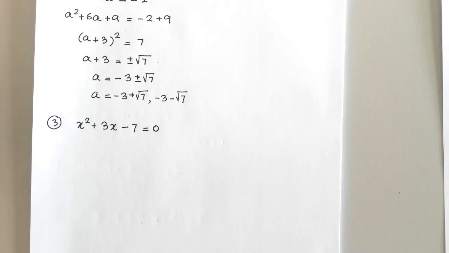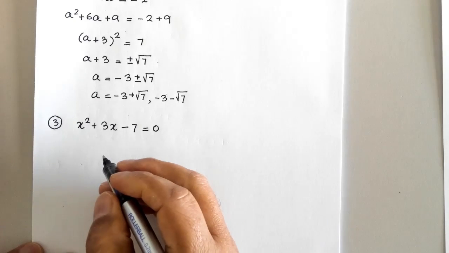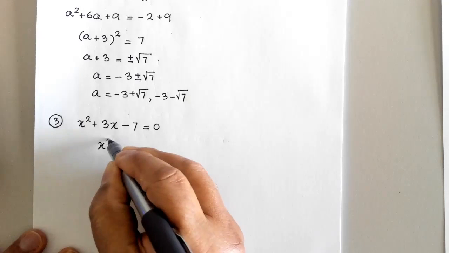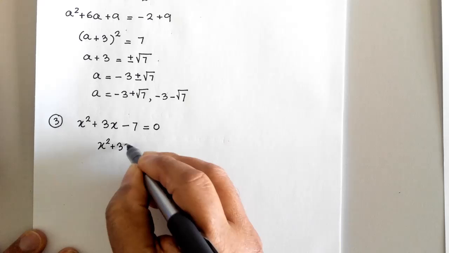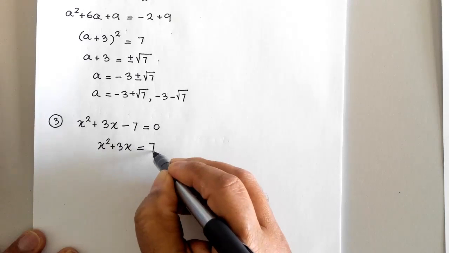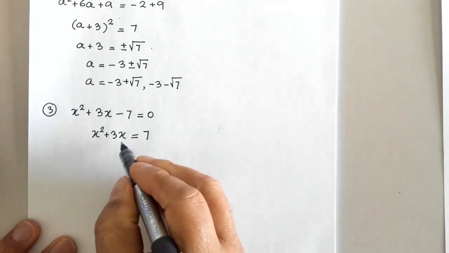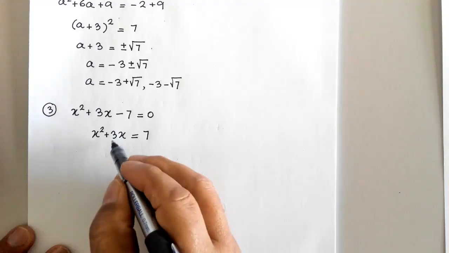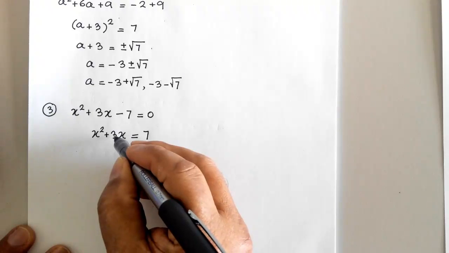And again, it is impossible to find two numbers that when you times them together equal -7, and when you add them together equal 3. There's no way that you're going to find two whole numbers that will do that. So for our solution, step number 1, we take this 7 over the other side, so then it's just 7. And then we need to find the missing term for this trinomial, and the missing term is 3 over 2.